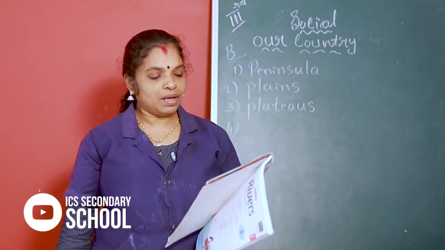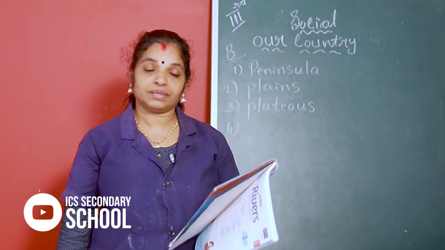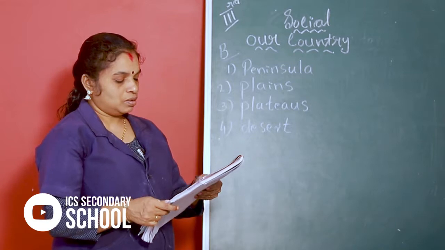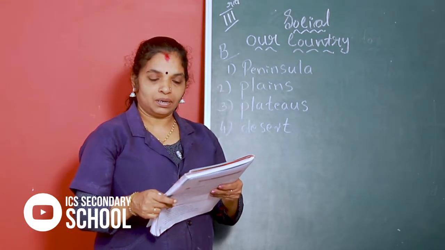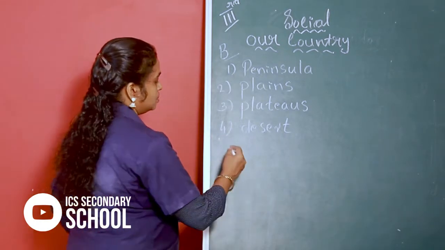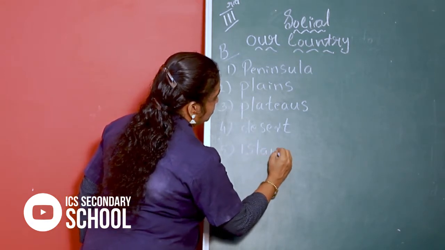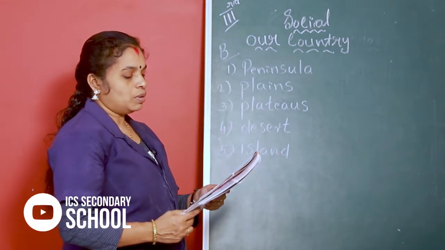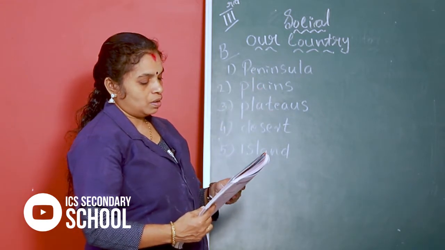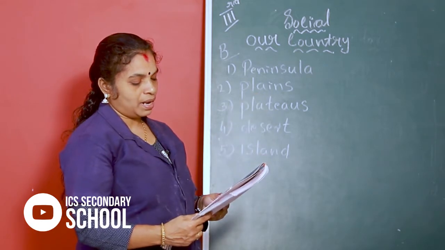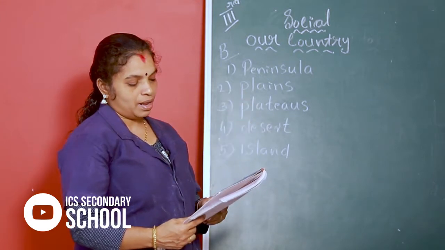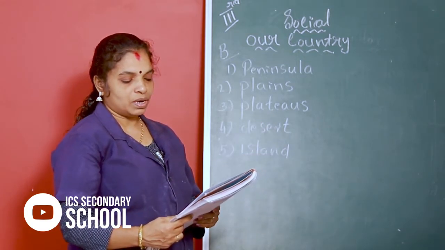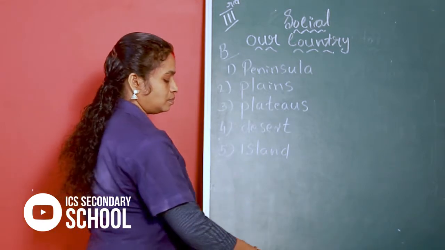Number 4. Large area of dry land covered with sand. Answer desert. Number 5. Land surrounded by water on all sides. Answer island. B work done. Once more: land surrounded by water bodies on three sides, peninsula. Flat and level land, plains. Flat land higher than the surrounding plains, plateaus. Large area of dry land covered with sand, desert. Land surrounded by water on all sides, island. Okay. Next.